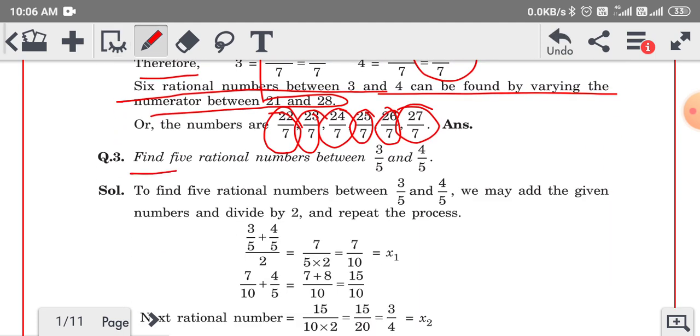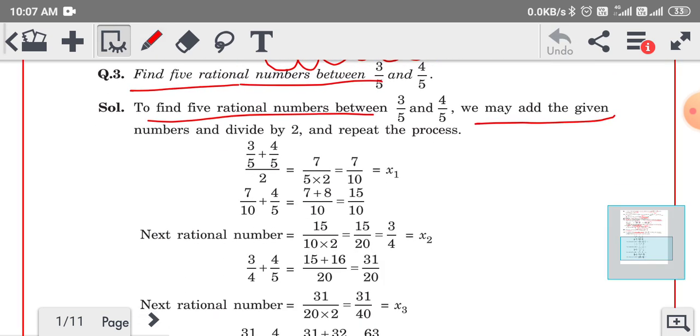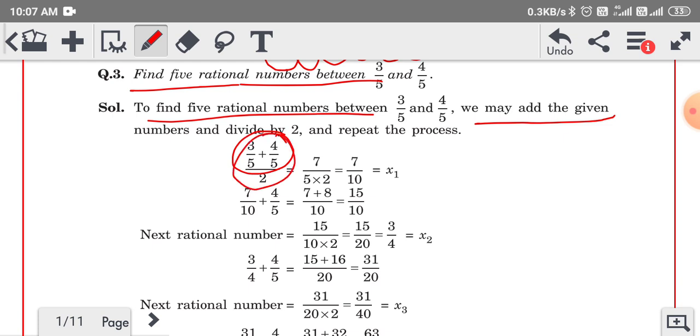Third question: find 5 rational numbers between 3 by 5 and 4 by 5. To find the 5 rational numbers between 3 by 5 and 4 by 5, we may add the given numbers and divide by 2 and repeat the process. That is, 3 by 5 plus 4 by 5 divided by 2 is equal to 7 by 5 into 2, that equals 7 by 10, that is x1.